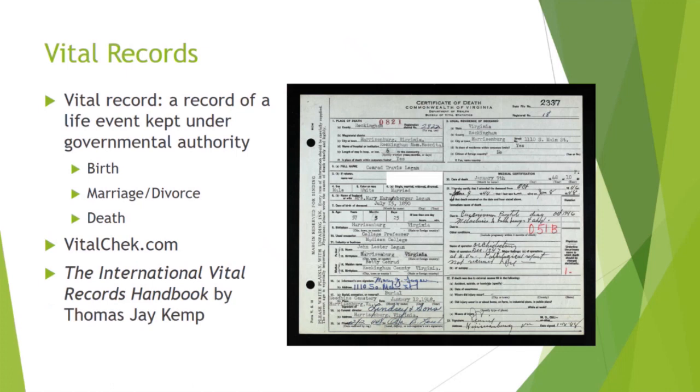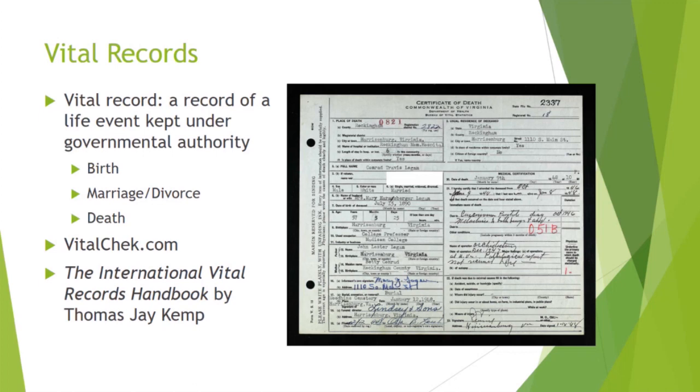Next, we're going to talk about vital records, which is just a record of a life event kept under a governmental authority. So basically that boils down to birth, marriage and divorce, and death. Vital records haven't always existed. So for example, in the case of Virginia, birth and death registers were first started in 1853, but then they were only kept until 1896. And then there was a period where the state did not keep an official record. And then starting in 1912, the birth and death certificates like we know today were kept. And then marriage and divorce records just for Virginia began in 1853.